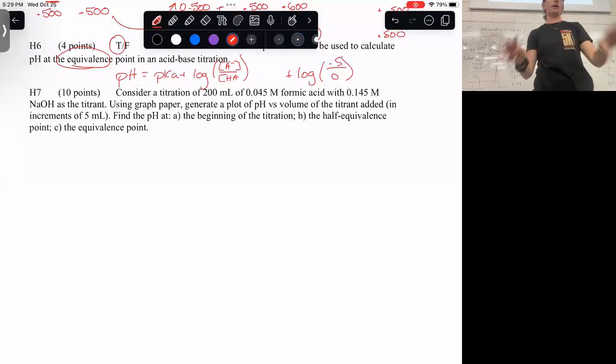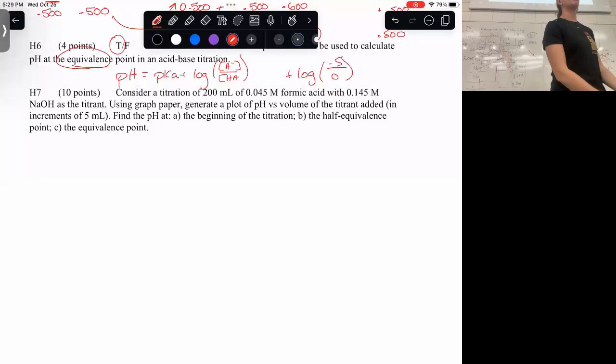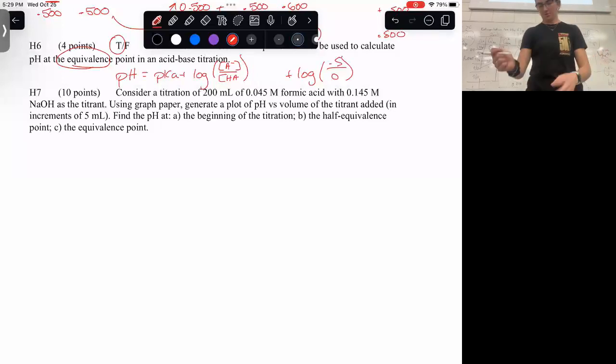Hey, we're not gonna graph this. We can give you in terms of like 5 mils. We can discuss the pH before, at the middle, and after. And then we can draw a general curve of what this would look like. Does that sound okay?